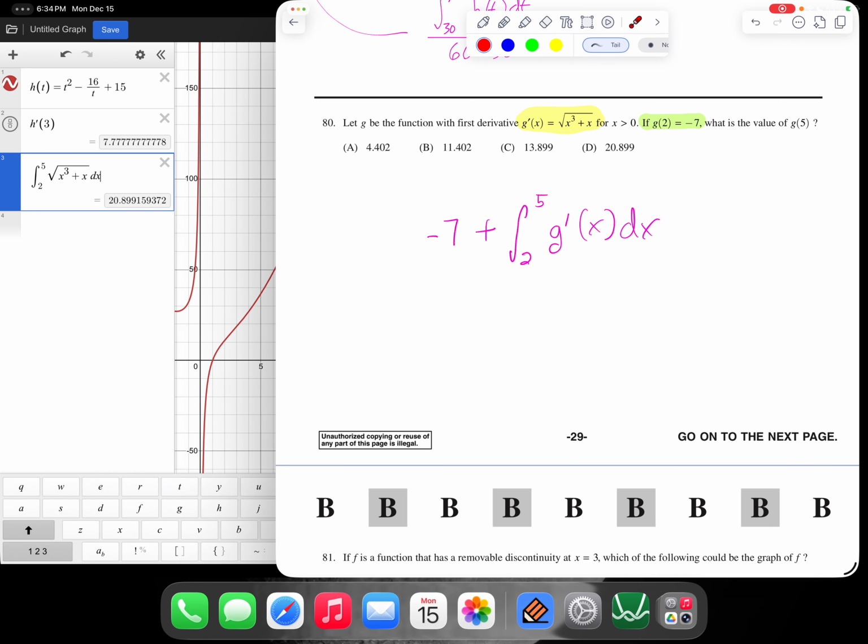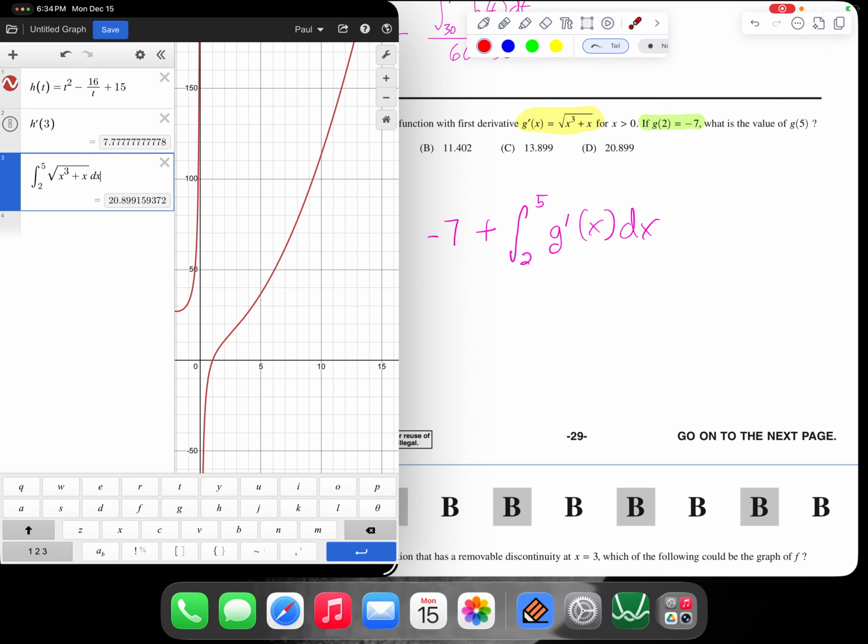Problem is that's the area. Well, see, we got 20.899 over here, one of the choices, 20.899. Don't want to circle that one though, because from 2 to 5, we picked up that much area, but we started, I'm going to go back over to Desmos for some help here.